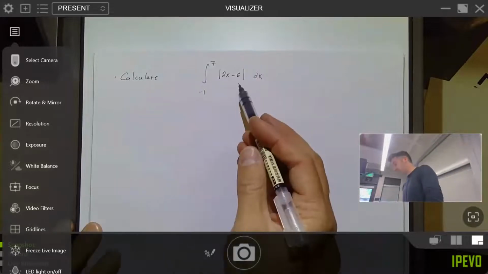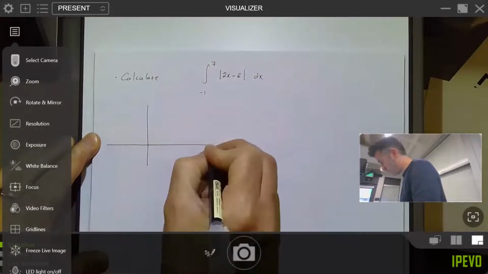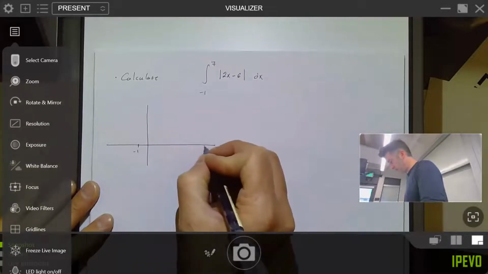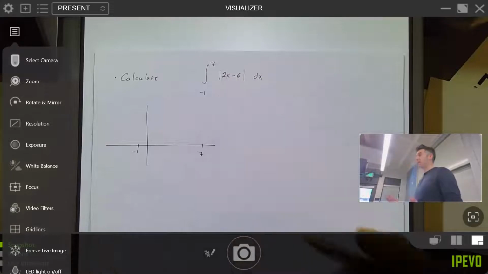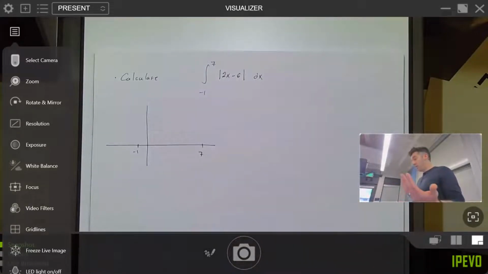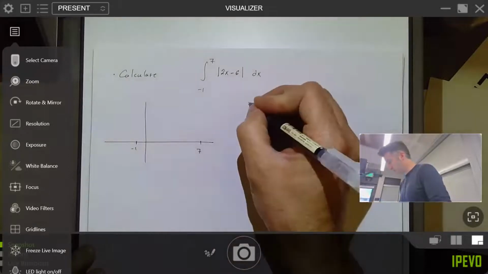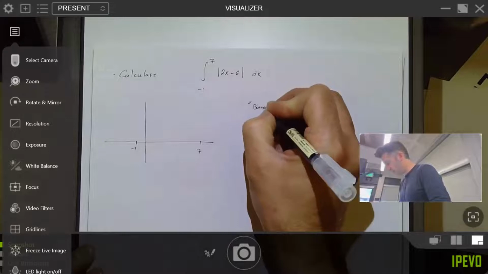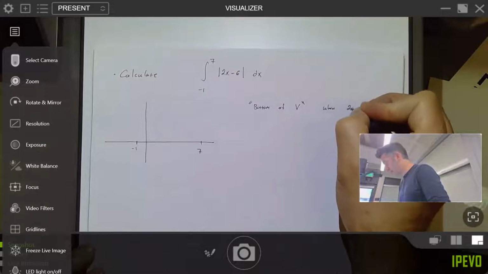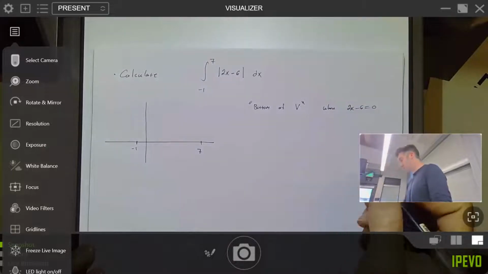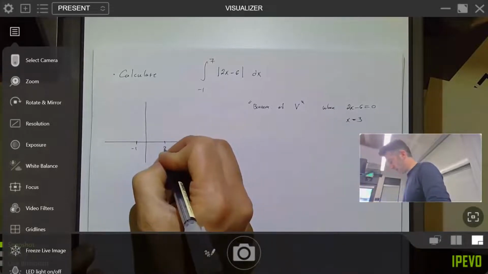But for something like this, we can say, well, I can draw a picture. I'm going from -1 to +7. And I know that this absolute value of a linear thing looks like a V shape, right? And the bottom of the V is when the insides are equal to 0. So the bottom of my V is going to be when 2x minus 6 equals 0, or in other words, when x is equal to 3. So there's the bottom of your V there.